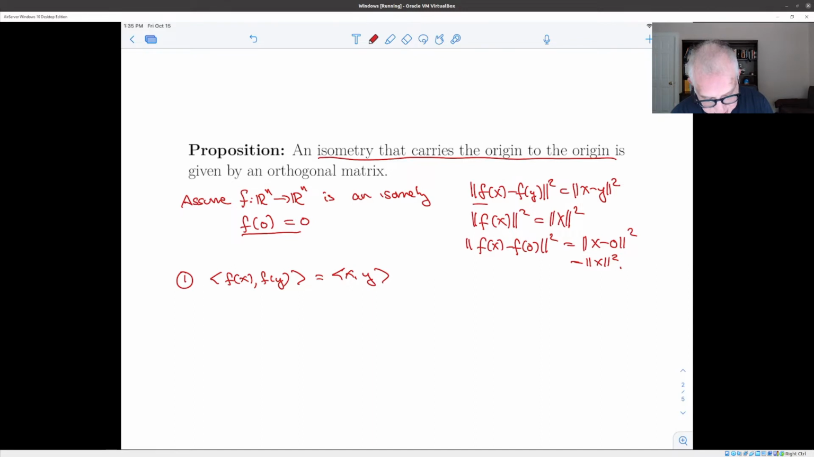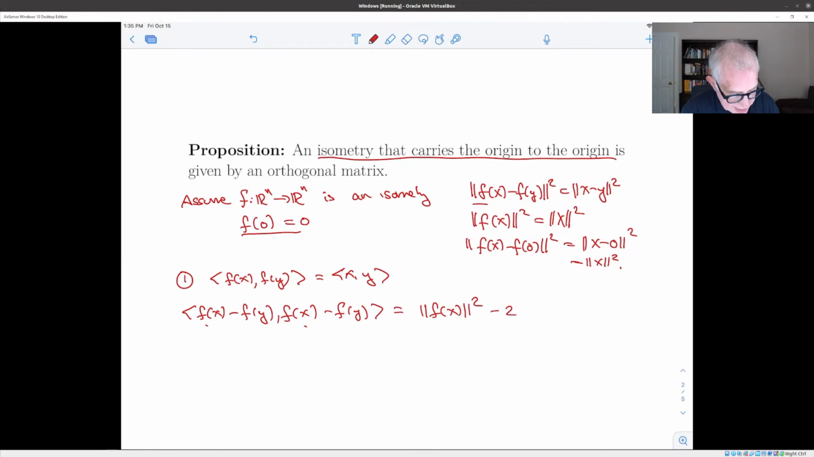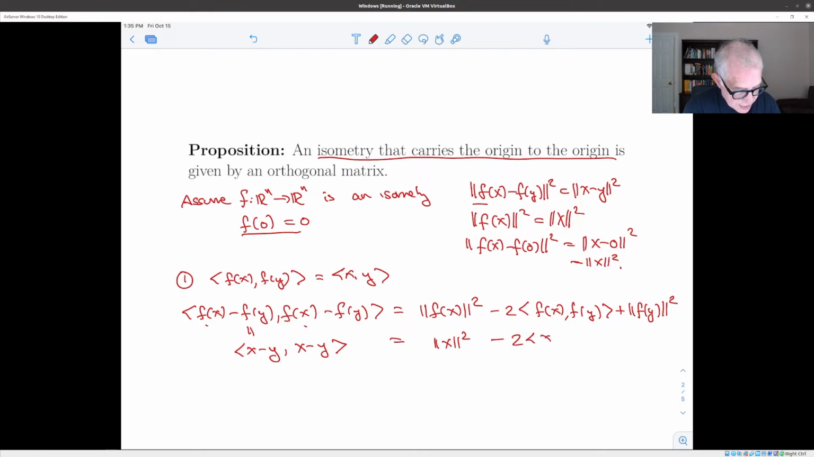And to do this, we're going to use the same trick we used with the orthogonal matrices, namely we're going to look at the dot product of f(x) minus f(y) with itself. And we're going to expand this out as f(x) dotted with f(x), which is f(x) squared, minus twice the dot product of f(x) with f(y), plus the dot product of f(y) with itself. But by our hypothesis, this is the same as the dot product of x minus y with itself, which is equal to the dot product of x with itself minus twice x dot y plus y squared. And if these two things are equal, and remember that f(x) squared is the same as x squared, that means these two things must be equal.